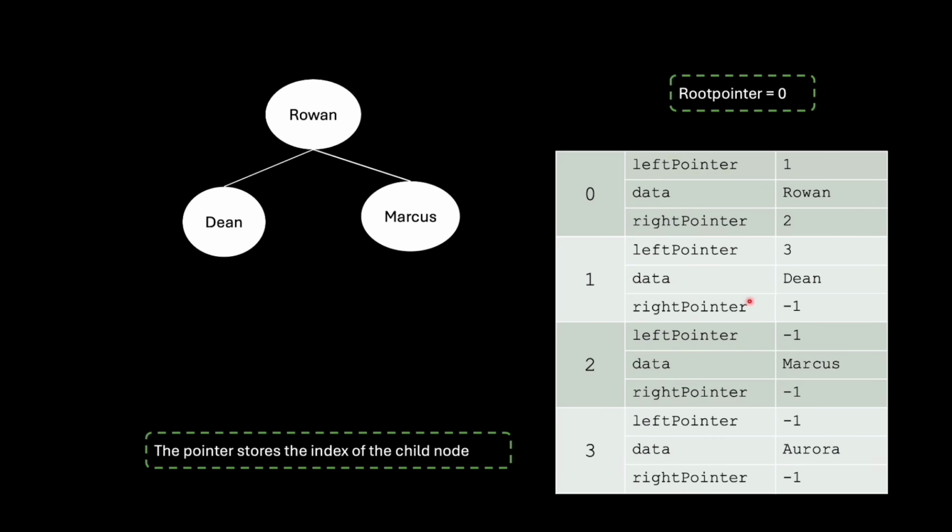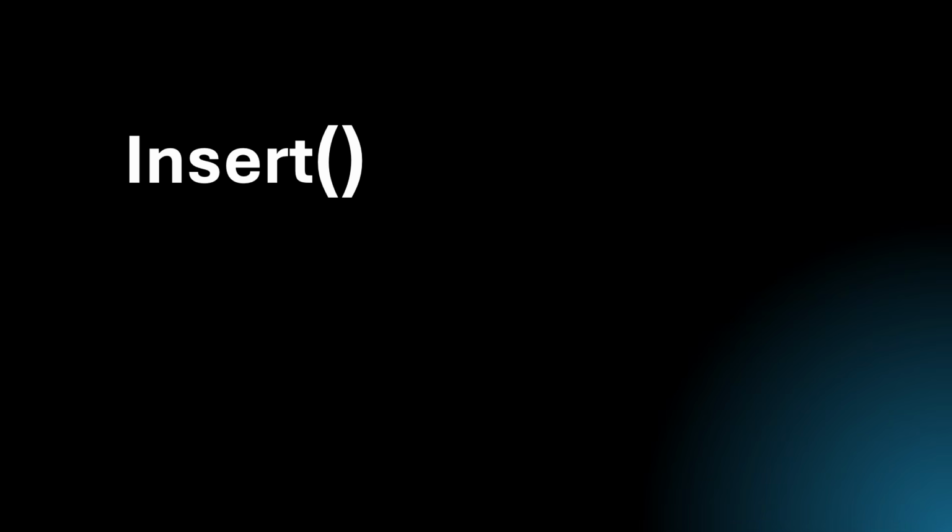Now, Dean's left pointer is at index 3. So Dean's left child node is Aurora. Dean's right pointer is pointing to -1. That means that Dean doesn't have a right child. And for Marcus, both the left pointer and the right pointer are pointing to -1, which means that Marcus has no children, nor does Aurora. So that's all you need to know about pointers. The pointer stores the index.